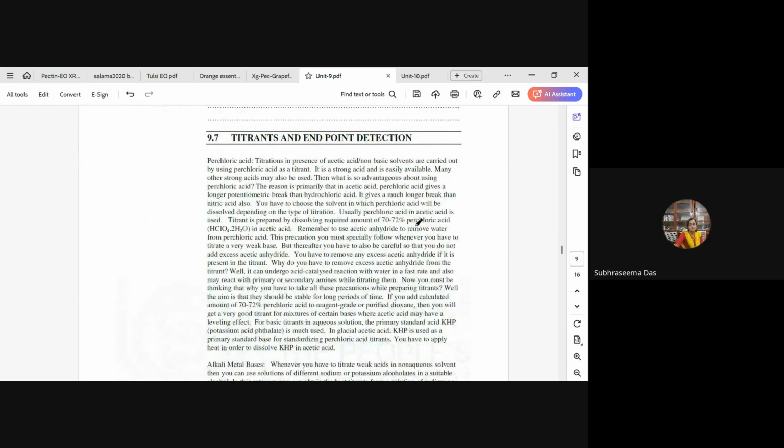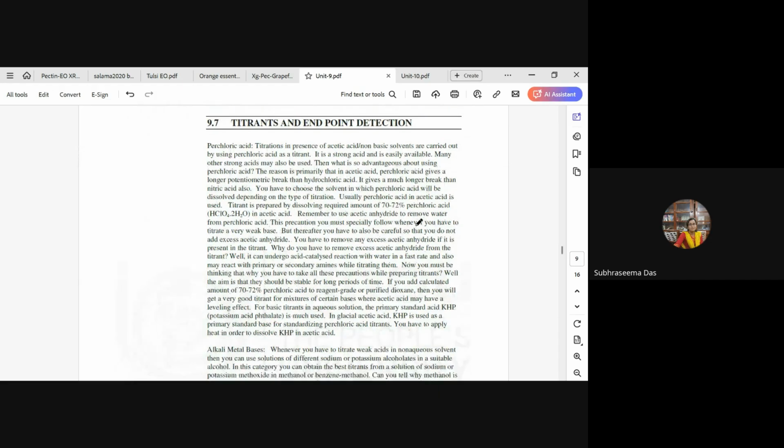Then coming to titrants and endpoint detection. In non-aqueous solvents, perchloric acid has found greater significance. Titrations in the presence of acetic acid or non-basic solvents are mostly carried out using perchloric acid as a titrant. It is a very strong mineral acid and it is quite easily available. Many other acids are also available.